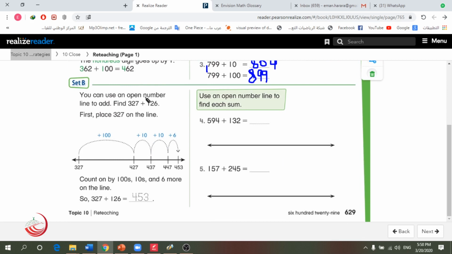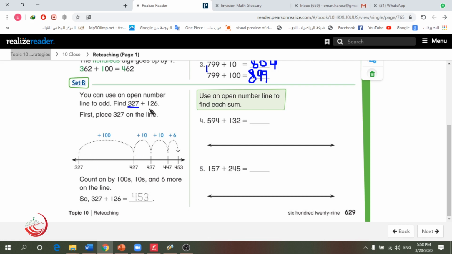You can use an open number line to add. Find 327 plus 126. First, place the 3. Now here, this is a solved problem in which he is explaining to us how we can add the numbers on the number line. We will write here the first number on the number line, then we will add.